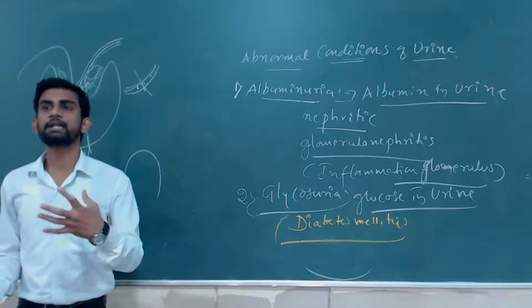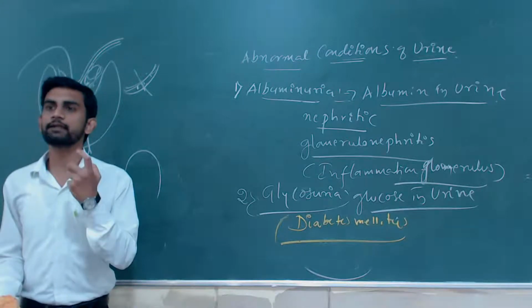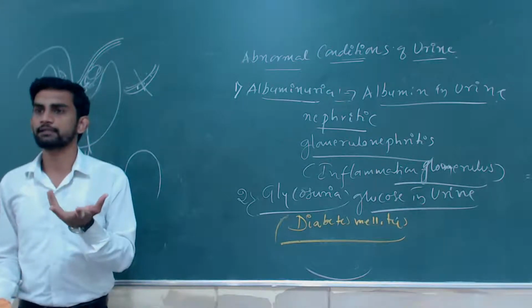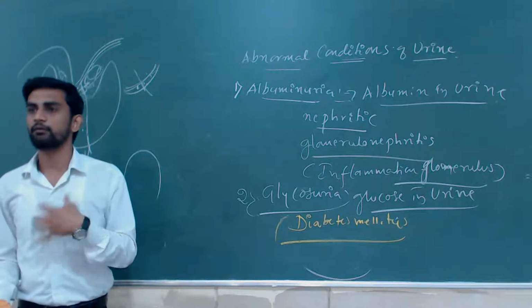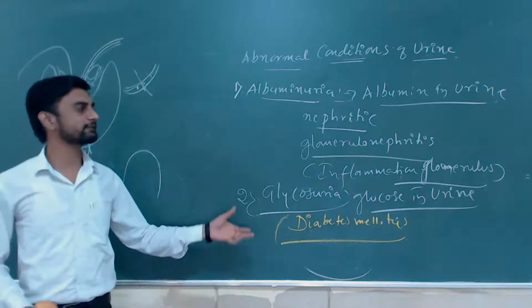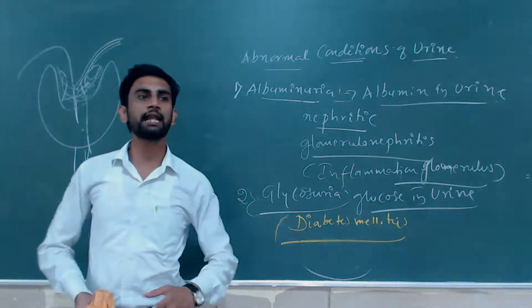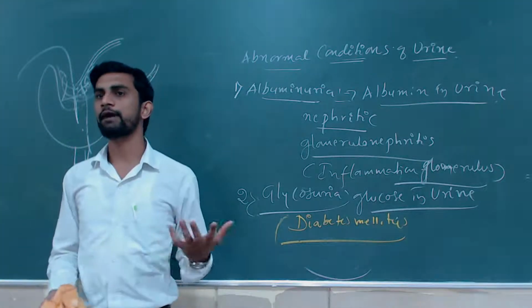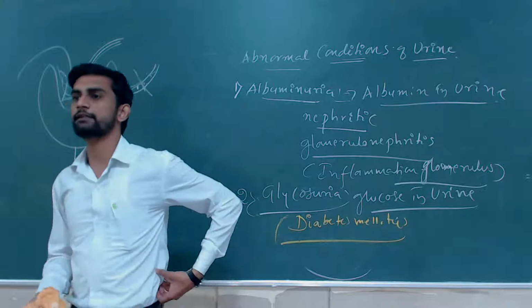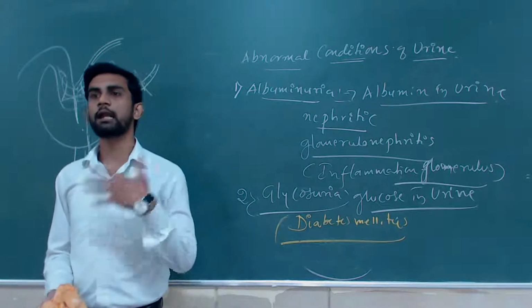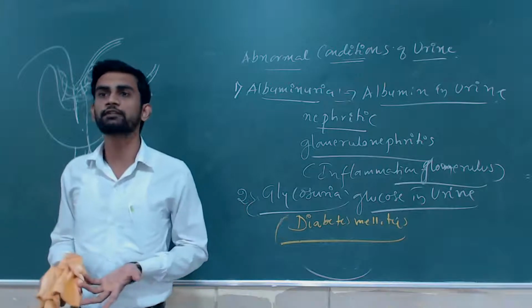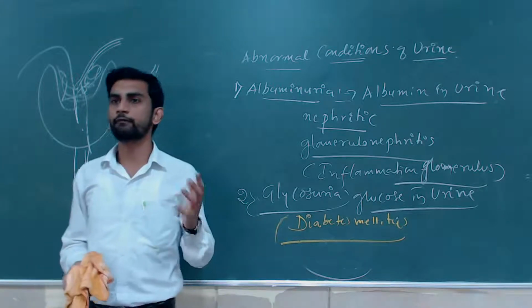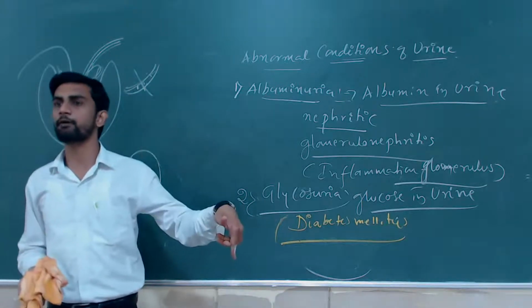Because one who will eat more sugar, or more sugar content, that intake will be more. Those persons will have more fat, either in this region, or in the buttocks region, or around the chest region, or in different parts of the body. They will get more accumulation of fat.